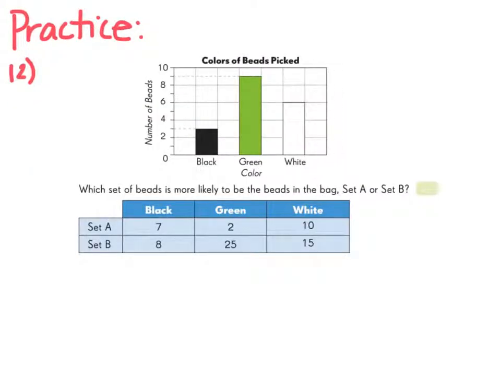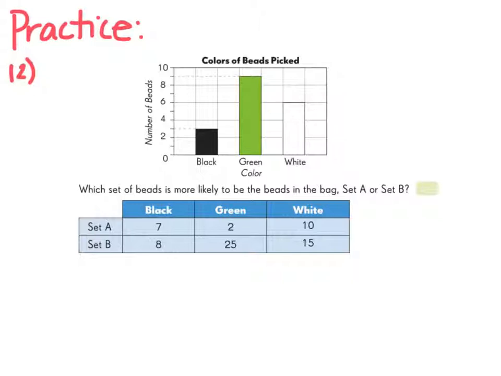And let's finish up chapter 11.4 with this final practice problem. A box contains some black, green, and white beads. Rosa picks one bead at a time from the box, records its color, and returns the bead to the box. She picks the beads from the box 18 times and then displays her results on this bar graph. Which set of beads is more likely to be the beads in the bag? Set A or set B?